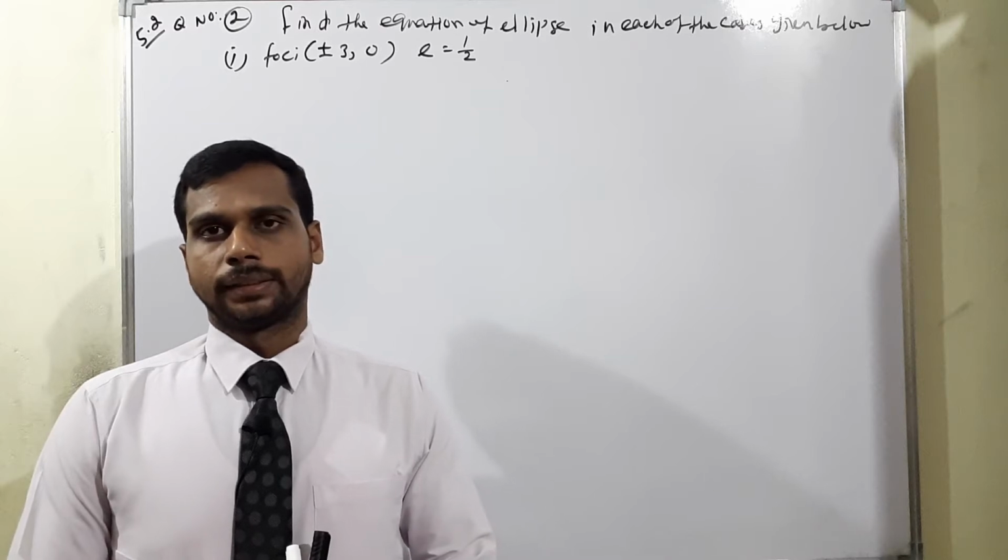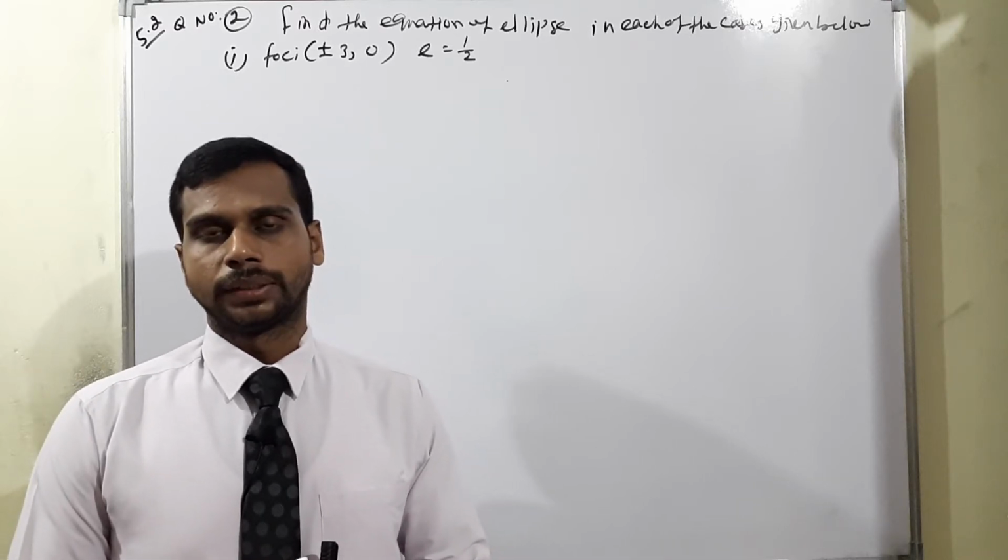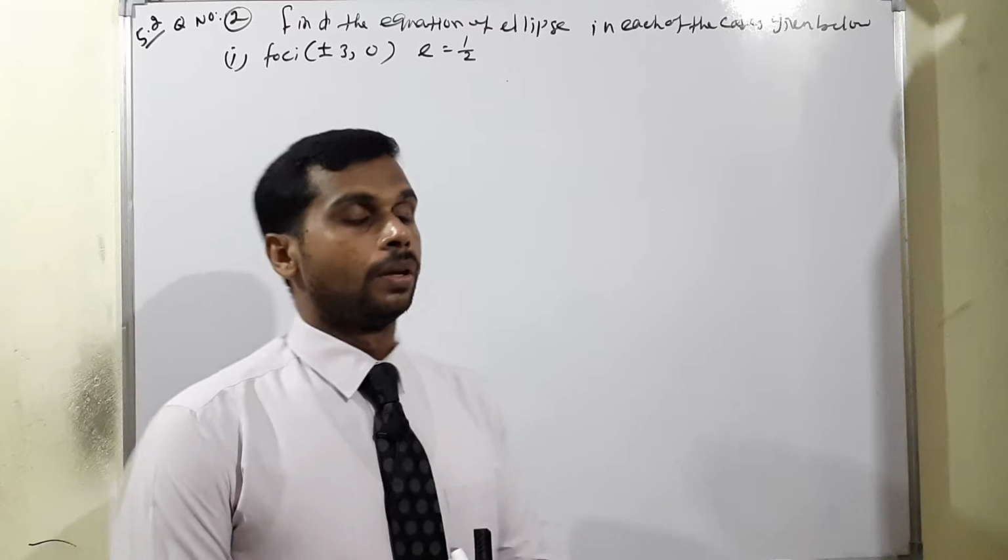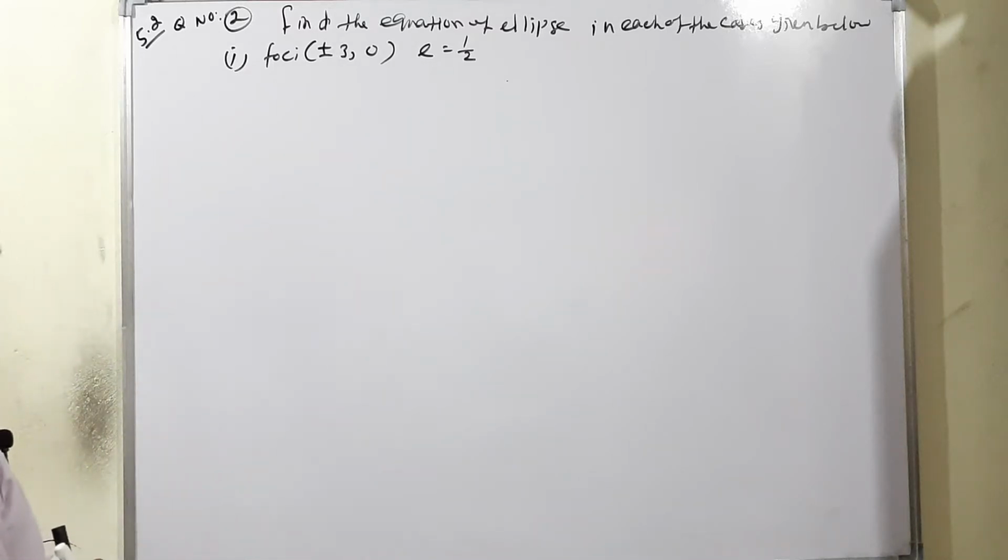Welcome to Max class. In this conversation, we are going to continue exercise 5.2. I am moving to question number 2 from exercise 5.2, subdivision 1. What we have to find is the equation of the ellipse in each of the cases given below. So, one by one we can discuss.